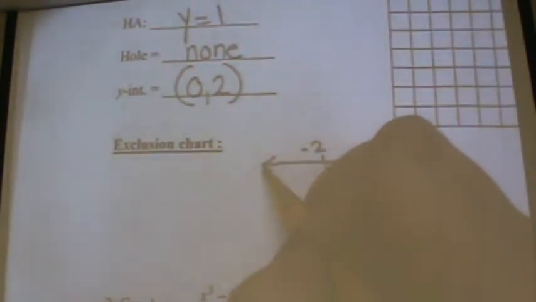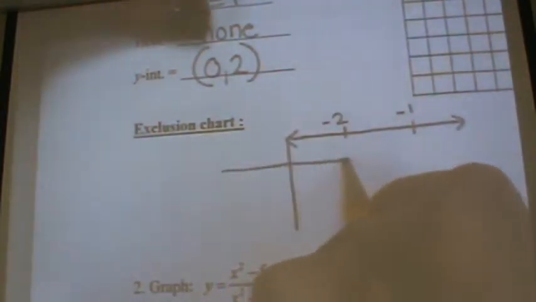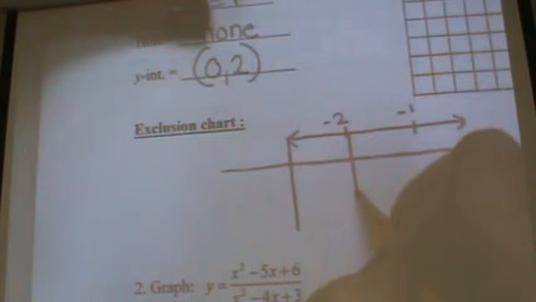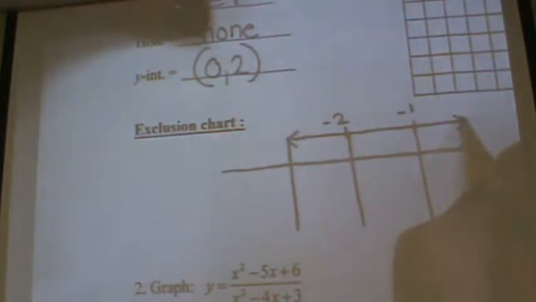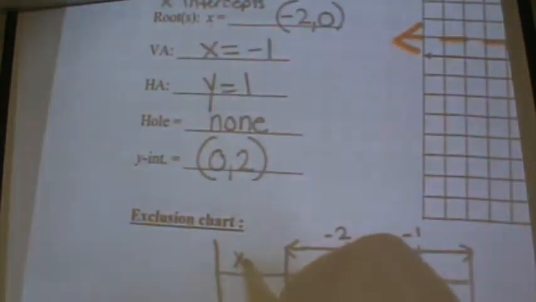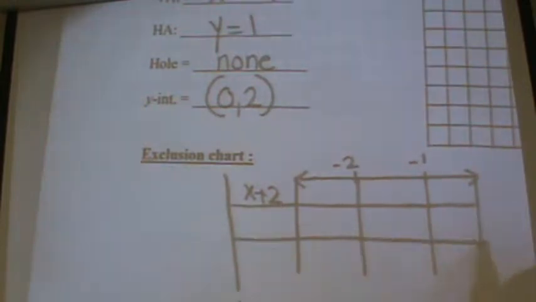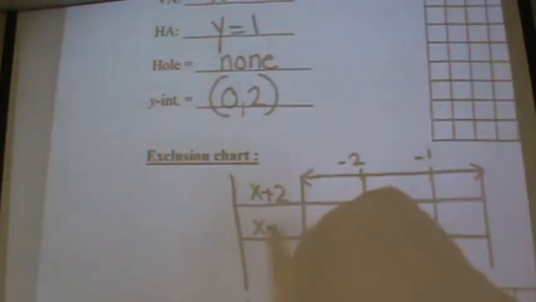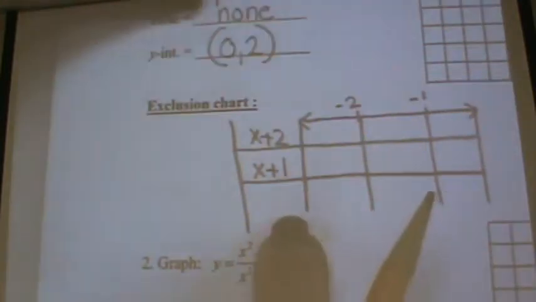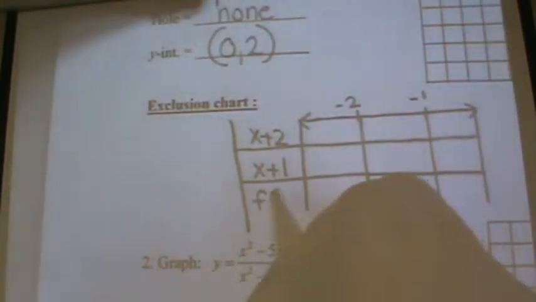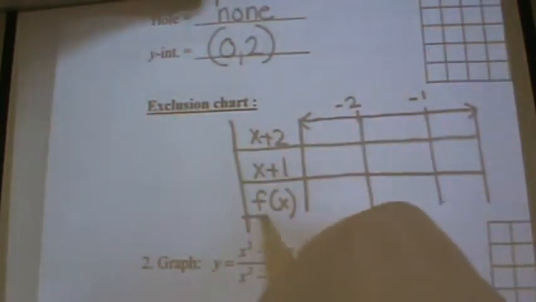Now, you're going to make a little chart here using all of your factors. What factors am I talking about? I'm talking about x plus 2, and x plus 1. And then you have to do this. This is important. You're going to write f of x or y.